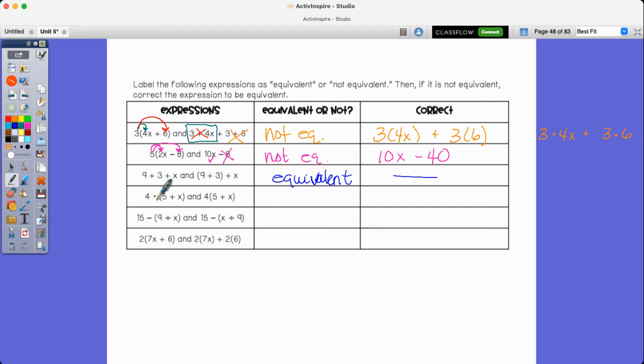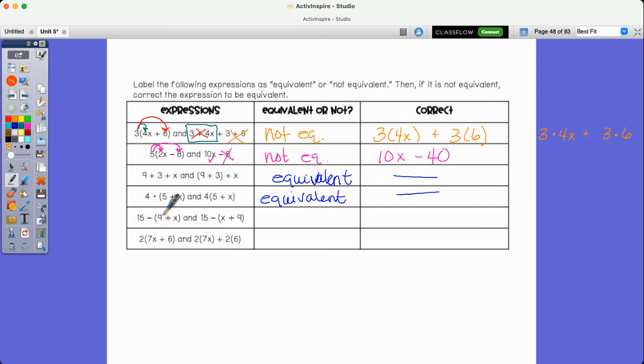Okay, let's look at this one. I have 4 times the quantity 5 plus x and 4 times the quantity 5 plus x. Is the dot necessary? No, it is not. So these are equivalent. Okay, let's look at the next problem. We are looking at this one.